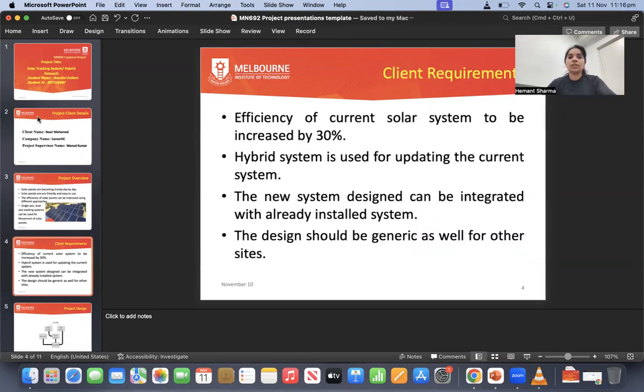Coming to the client requirements, the efficiency of the current solar system is to be increased by 30%, and a hybrid system is used for updating the current system. The system design can be integrated with the already installed system. The design should be generic so it can be used for other sites as well.